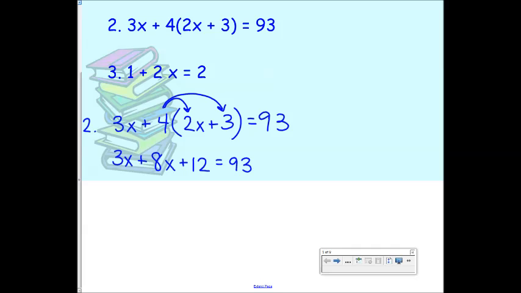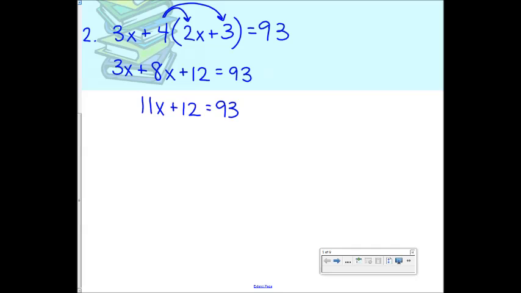Okay, now what am I going to do next? Combine my like terms. So I'm going to put stuff together if it's on the same side that I can put together. So together I'm going to collect my 3x and my 8x because they have the same variable, same exponent, which gives me what? 11x plus 12. And now we've got just a very basic multi-step equation.